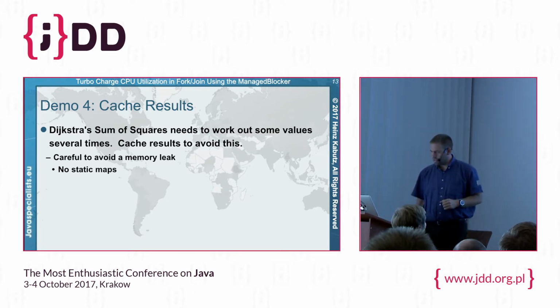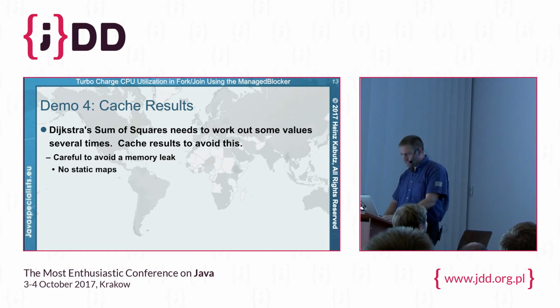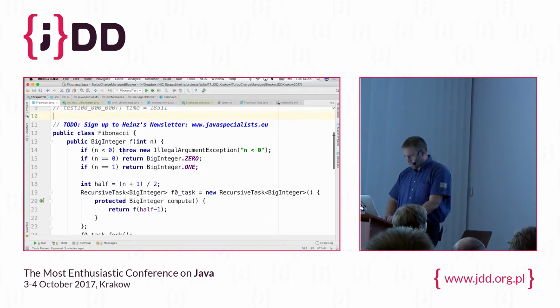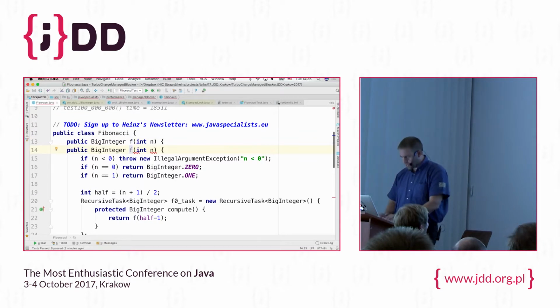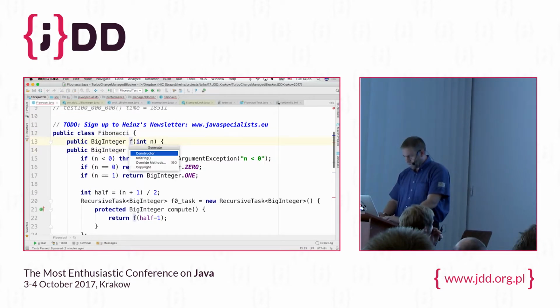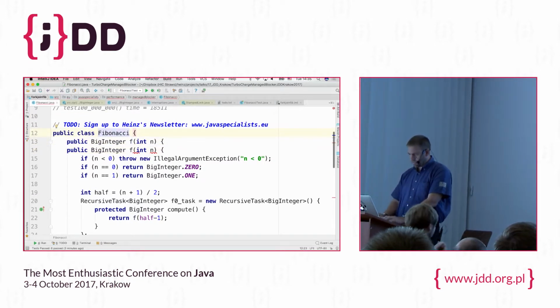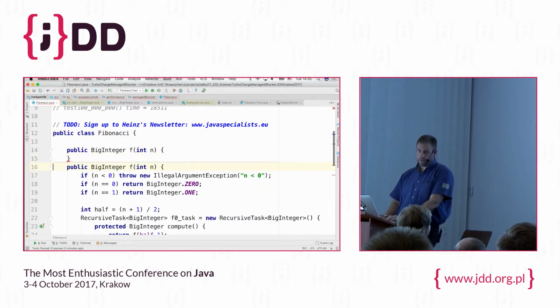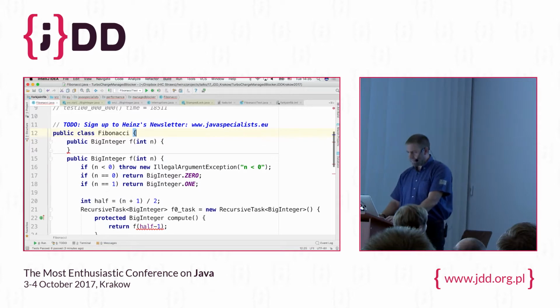That'll give us a really big difference in performance. So let's try that. And over here where I've got Fibonacci, we're now going to do Fibonacci with a cache. Now, one way to do it is to put a static cache in, but if you do that, you're going to introduce most likely a memory leak into your system. You don't want to ever have a static collection where you put things in and don't take them out again.